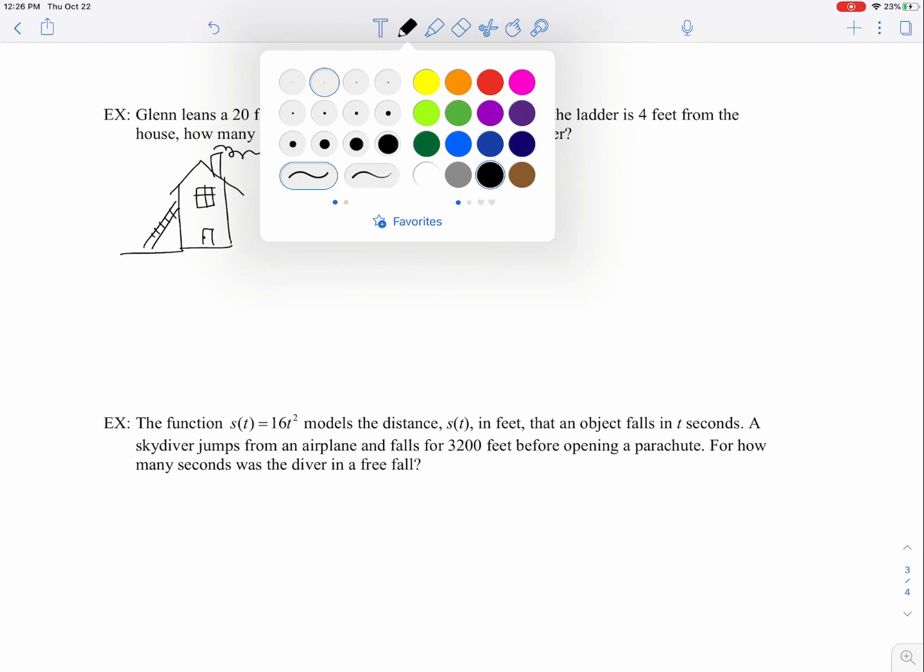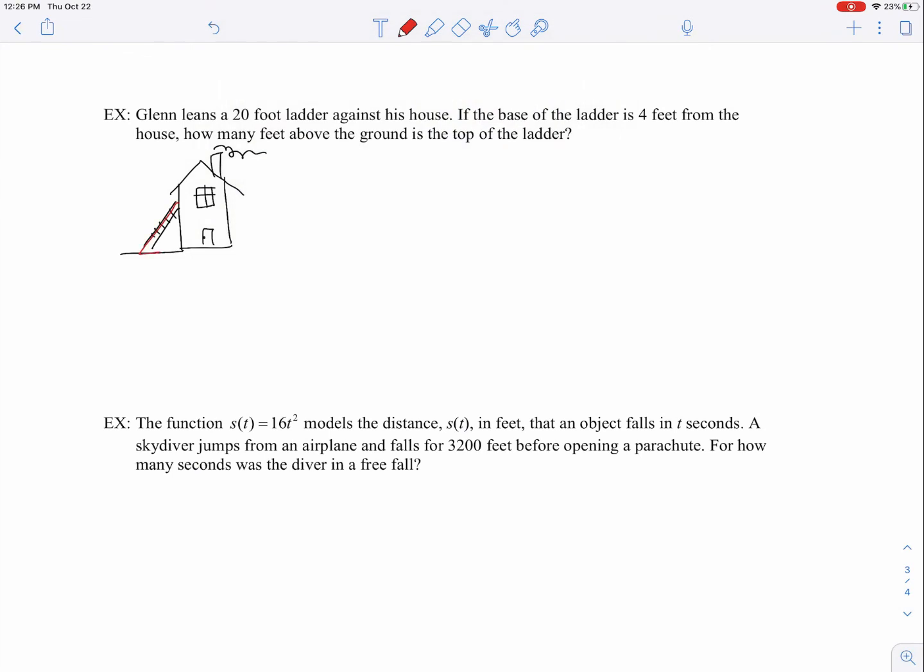Well, it turns out that that's going to create a right triangle. So this is the ladder, this is the side of the house. Come on. This is the side of the house. And this is the lawn or the driveway or whatever. And it says the ladder is 20 feet.